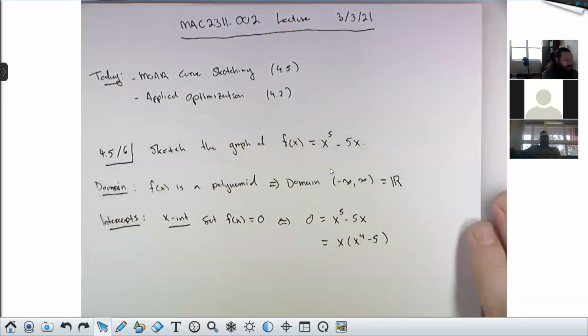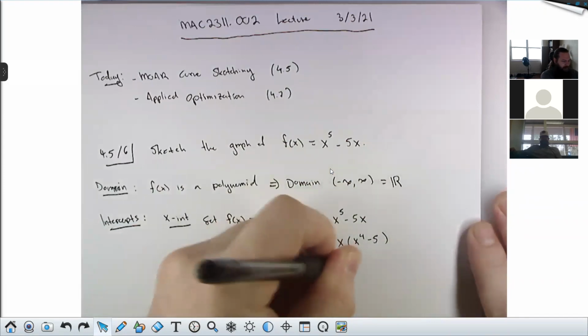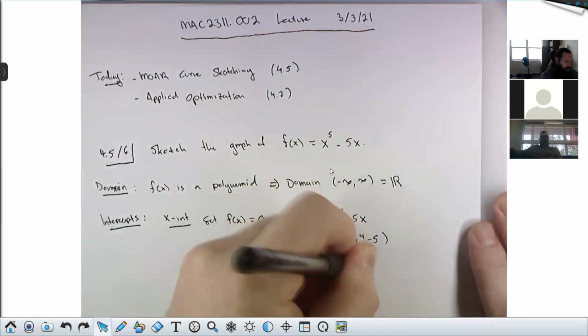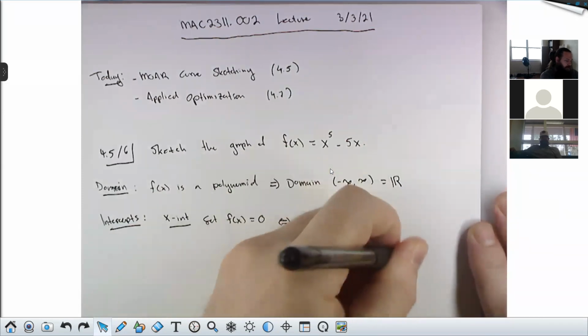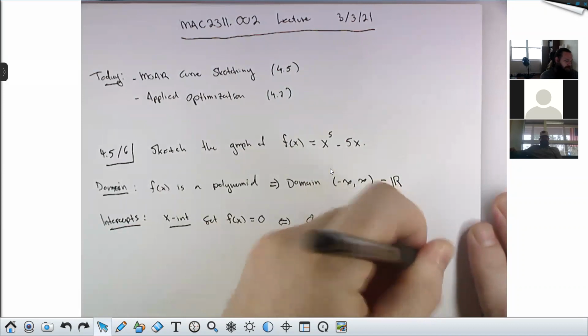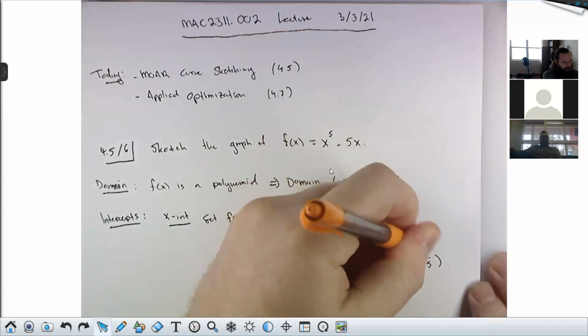And then x to the 4 minus 5, this can be factored as a difference of squares. It's not super nice, but it is manageable. This is x times x squared minus the square root of 5 times x squared plus the square root of 5. This piece, x squared plus the square root of 5, is what we call irreducible.